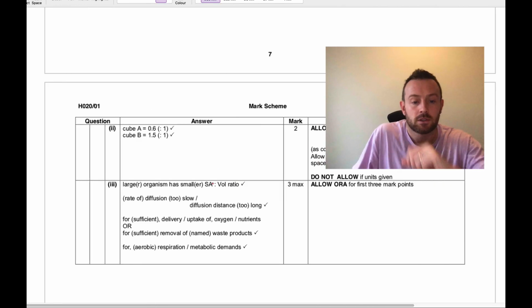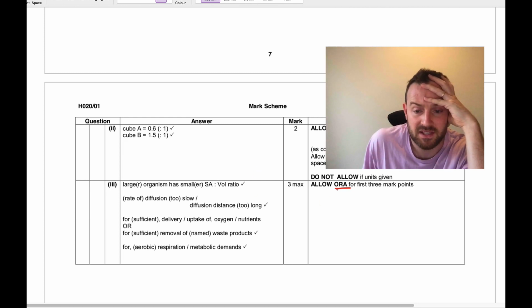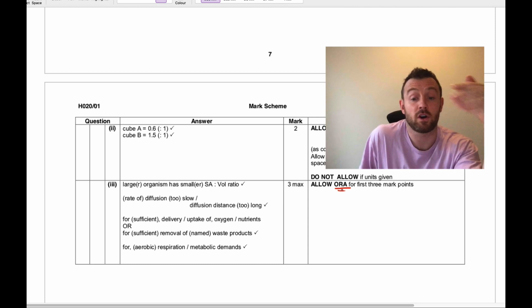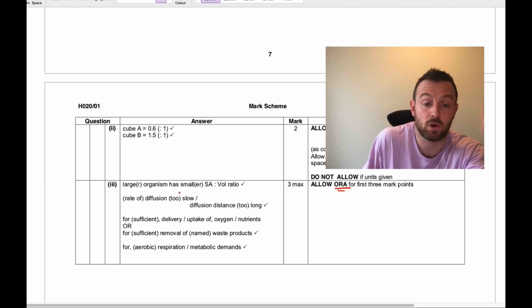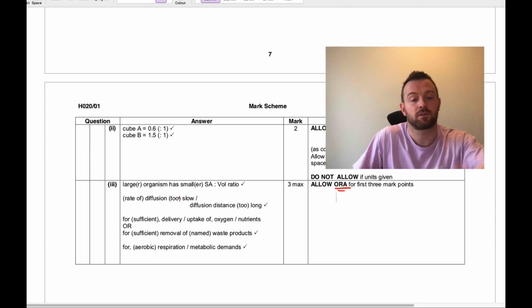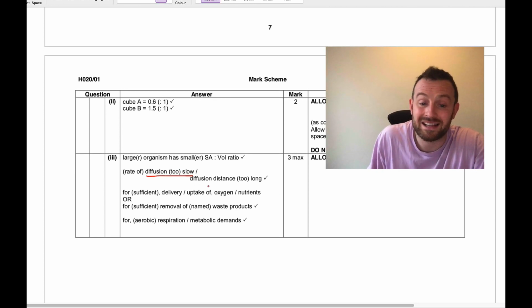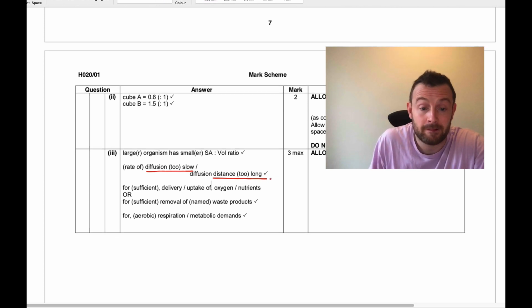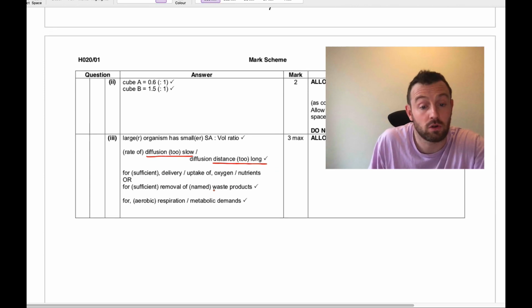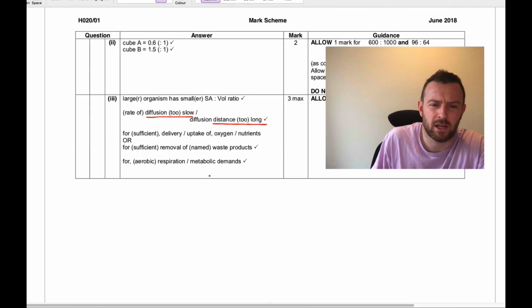Okay, so I approached it from this angle. ORA in a mark scheme means or reversed argument. So I said if the organism has a big enough surface area to volume ratio, then uptake of oxygen might be sufficient. But you could have said the opposite: if the organism has a small surface area to volume ratio, then diffusion is too slow and the diffusion distance is too long for sufficient delivery of oxygen or removal of waste products for aerobic respiration or metabolic demands.